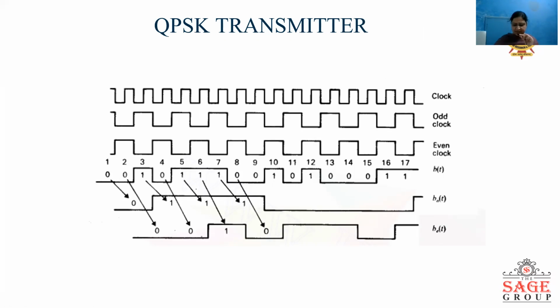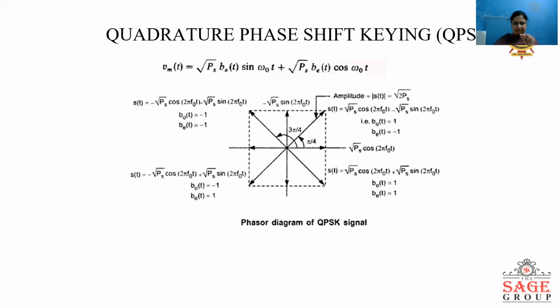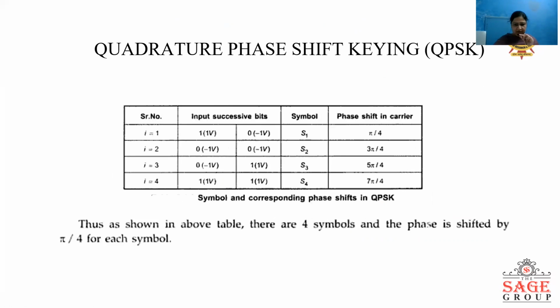After each time TB, the transmitted signal, if it changes, will change its phase by 90 degrees rather than by 180 degrees, which is done in BPSK. So here we can see the four combinations of the bits B0T and BET. So we will have combinations 10, 00, 01 and 11. Corresponding to these four combinations, we have four symbols S1, S2, S3 and S4.